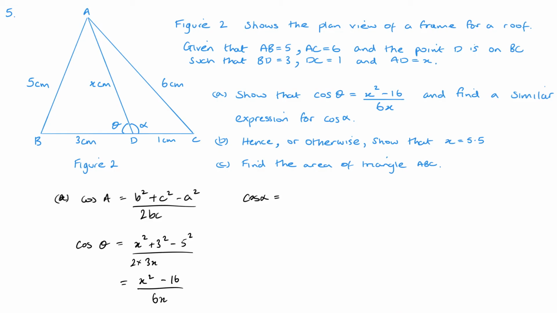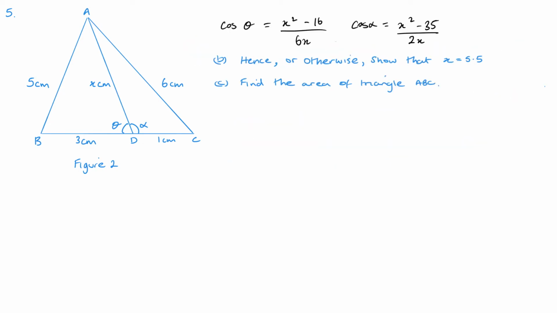So that is going to be the same. Not actually the same, but the same method there. So the one opposite is going to be with my A, the 6. The others don't really matter in order. So x squared plus 1 squared minus 6 squared over 2 times x times 1. So here we have x squared, and it's 1 minus 36, so minus 35 over 2x.